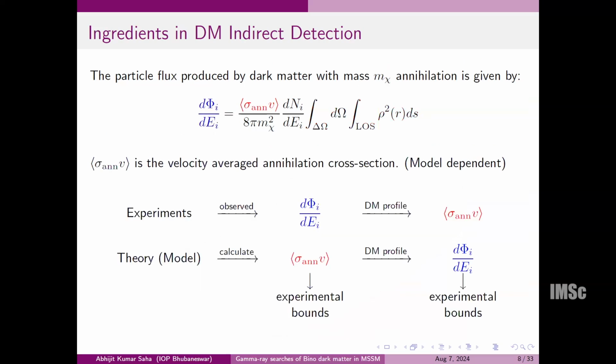Now, the differential flux is proportional to the velocity averaged annihilation cross section. Experiments tell us about the observed flux. Once you know the dark matter profile, you can put constraints on the dark matter annihilation strength. What we model builders do is calculate the sigma v, the dark matter annihilation strength in the present universe, considering a particular dark matter profile. Then we calculate the differential flux, which is restricted by the experiments.